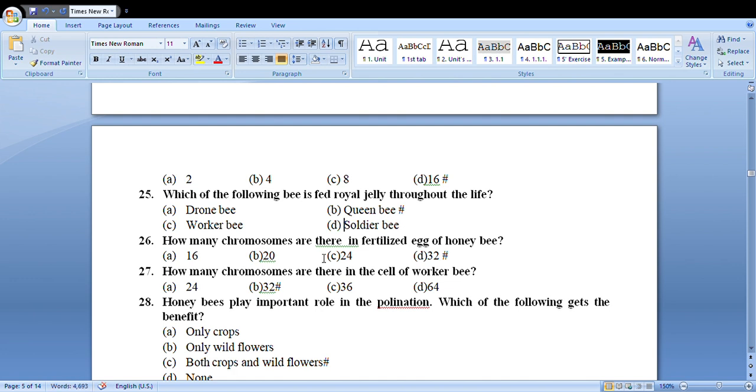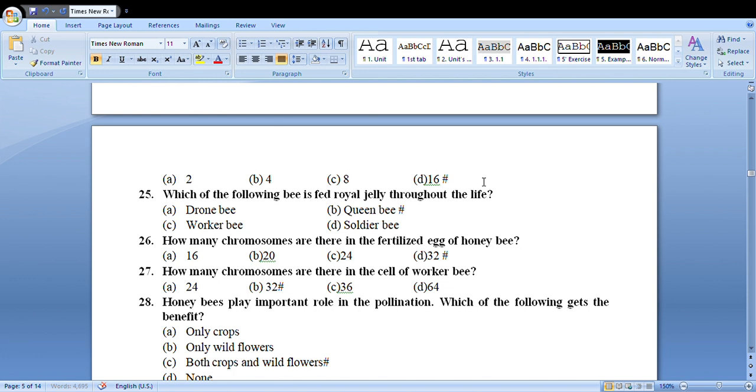How many chromosomes are there in the fertilized egg of honeybee? 32. How many chromosomes are there in the cell of worker bee? Obviously 32.